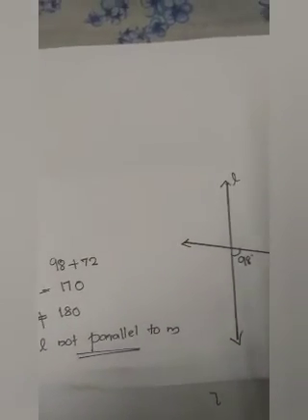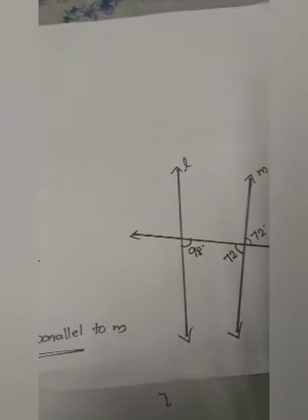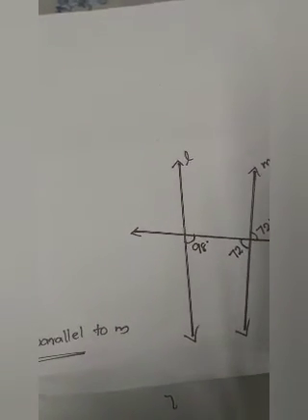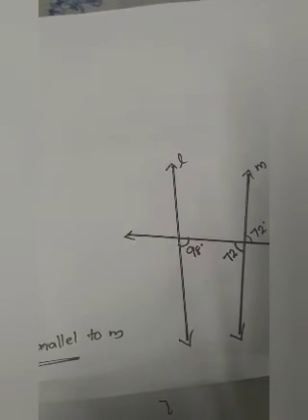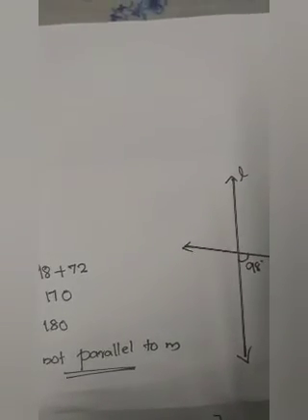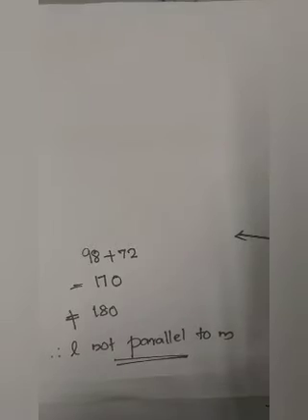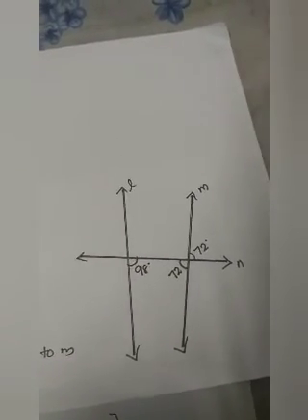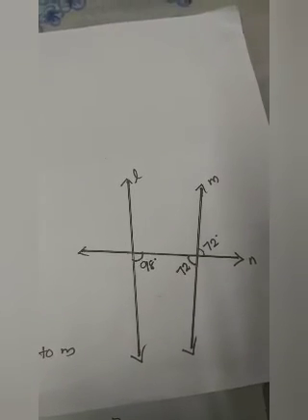Here we should get the sum of this pair of interior angles on the same side of the transversal. What sum do we have to get? We have to get the sum 180 degrees, but we are not getting 180 degrees, so these lines are not parallel. So we can say L is not parallel to M.